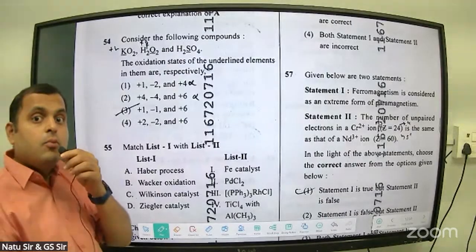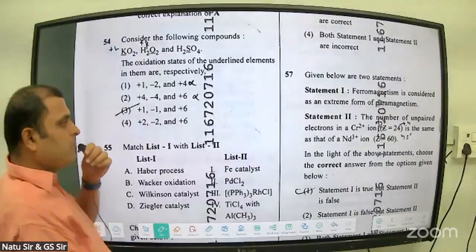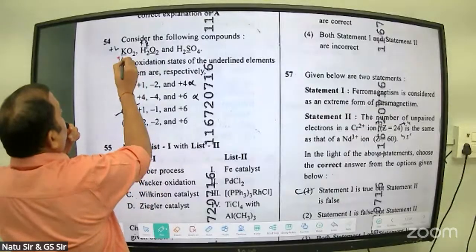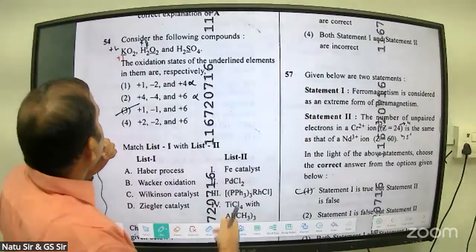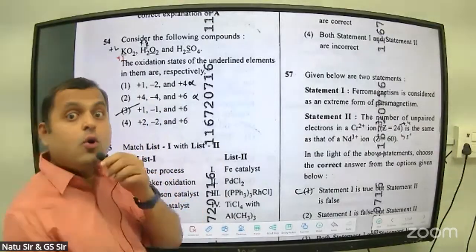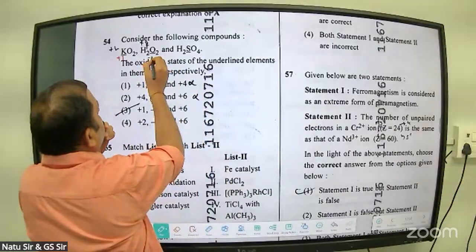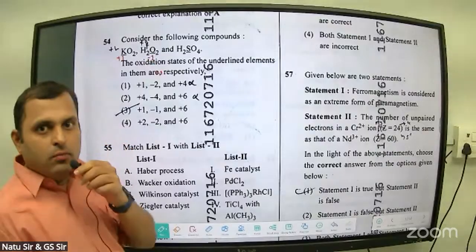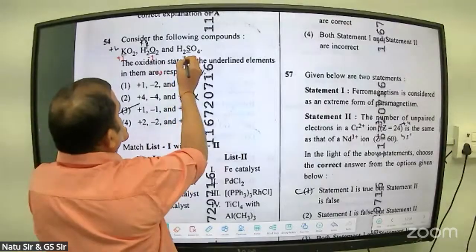KO2 is known as what? Potassium superoxide. And anyway, potassium or for that matter, any alkali metal always has a fixed oxidation state in any of its compounds. It is always plus one. H2O2 is hydrogen peroxide. And in peroxide, what is the oxidation state of oxygen? It is minus one. Usually oxygen is minus 2, but in peroxide it becomes minus 1. And H2SO4 is what? Plus 6.